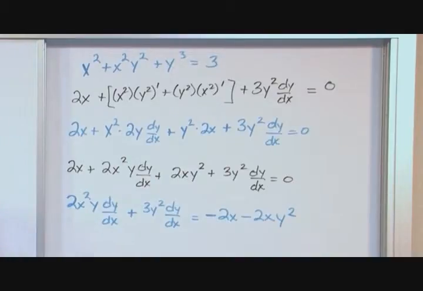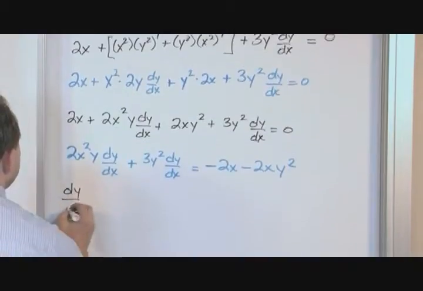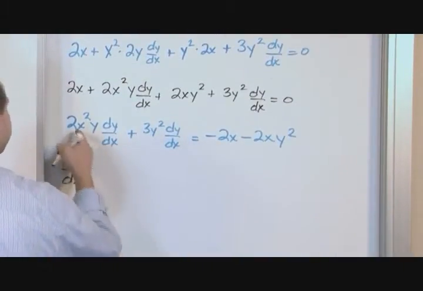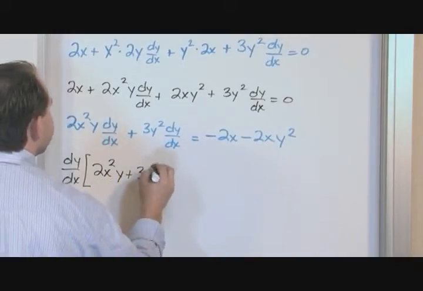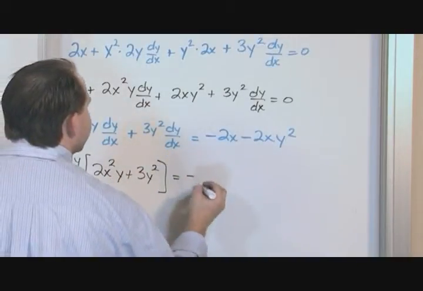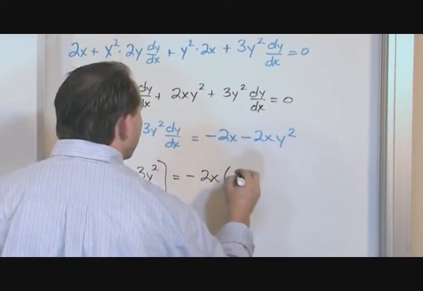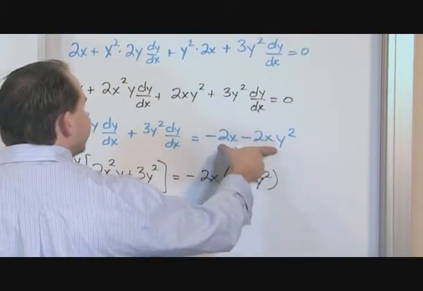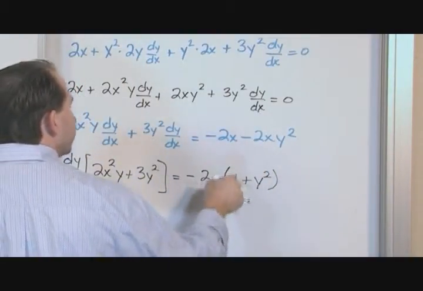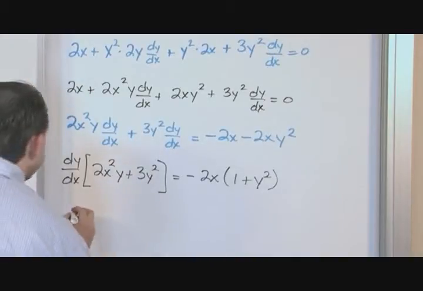Now on the left, in order to solve for this, we're going to have to factor this out. So we'll say dy/dx, and on the inside, we'll have 2x squared y plus 3y squared is equal to negative, well, let's factor out a 2x here, 2x times (1 plus y squared). You should be able to convince yourself this is exactly what this is. Factor the 2x out, and the 1 plus the y squared is the only thing left over. All right? And the final answer can be written next, dy/dx.